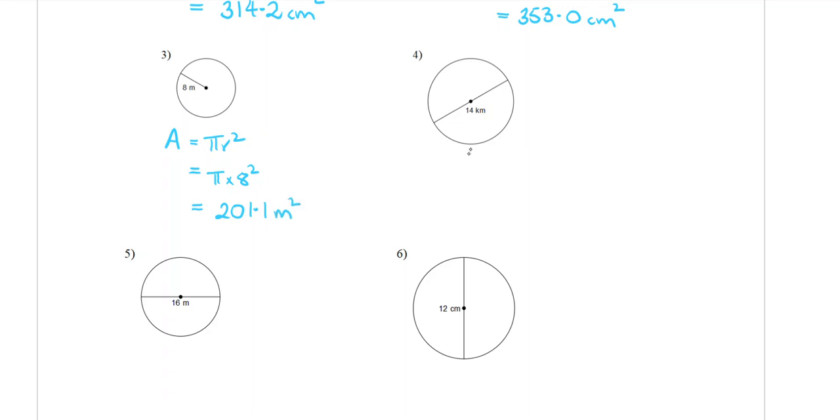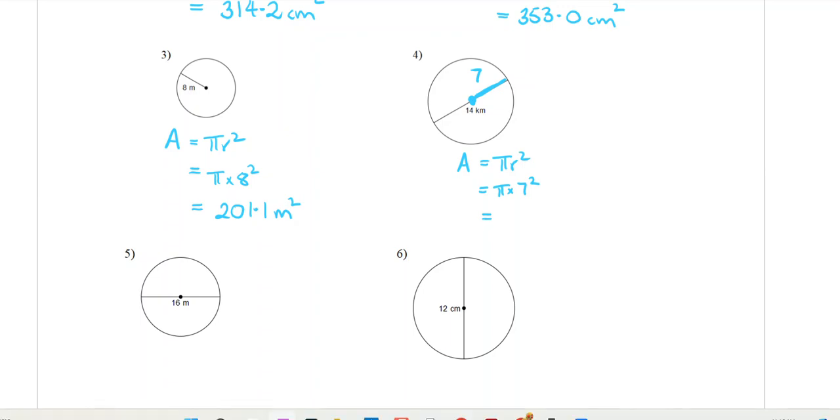Okay, 4 is a little bit different. It's still a circle, so it's A equals pi r squared, but the 14 is a diameter. So what is the radius? It's not 14. 14 is a diameter. What would the radius be? 7. So you could draw on here, I just want from there to there, and that's going to be equal to 7. Okay, so it'll be pi times 7 squared.